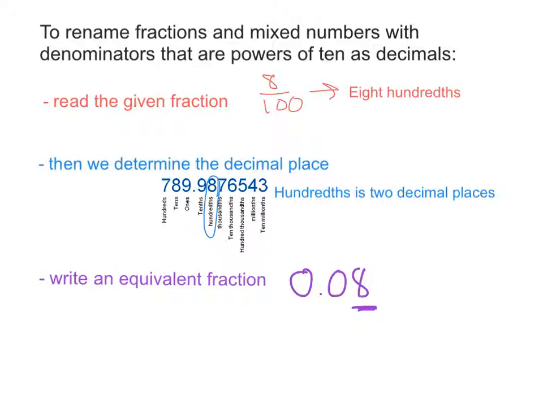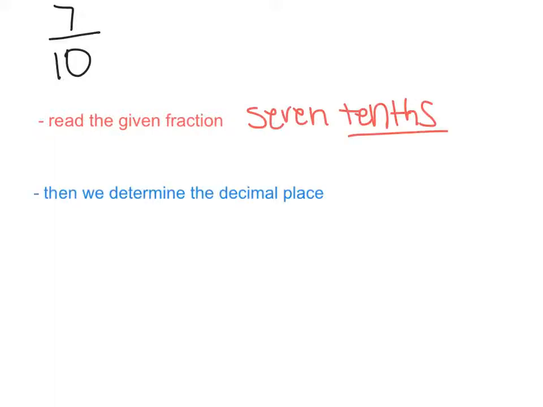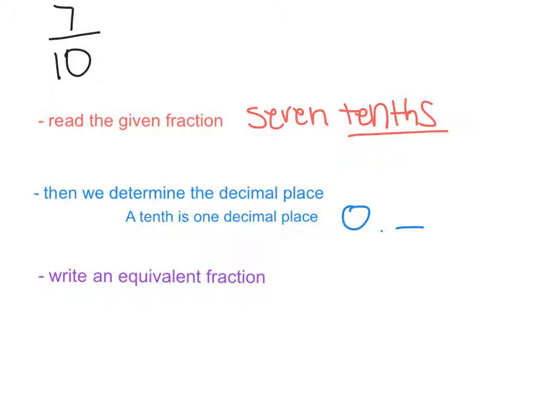Let's try another one. First, we read the given fraction. So 7/10 is the same as 7/10. Then we determine the decimal place. And a tenth is 1 decimal place. And now we write an equivalent decimal. 7/10 is written as 0.7, 1 decimal place.